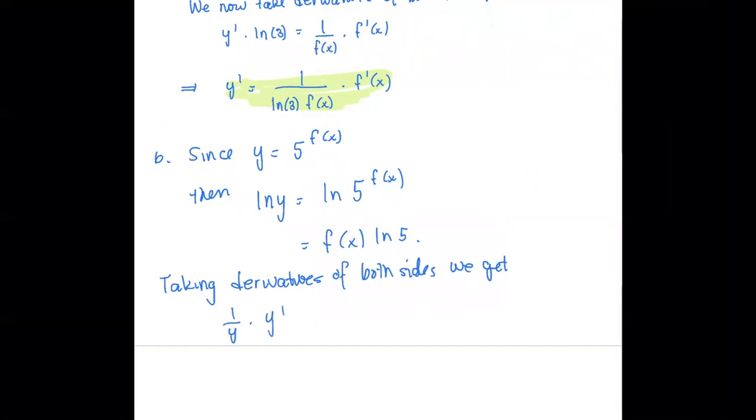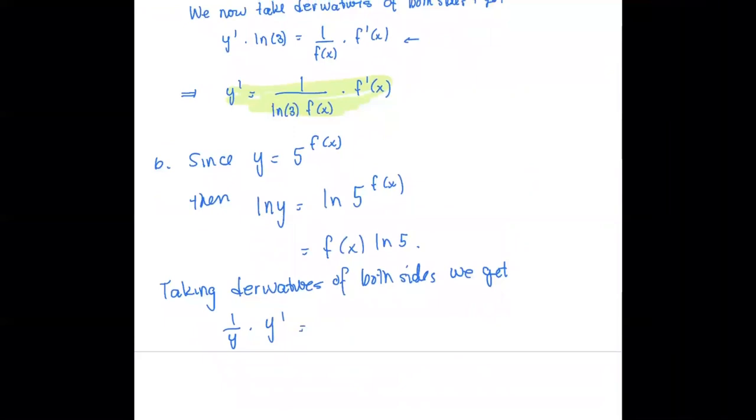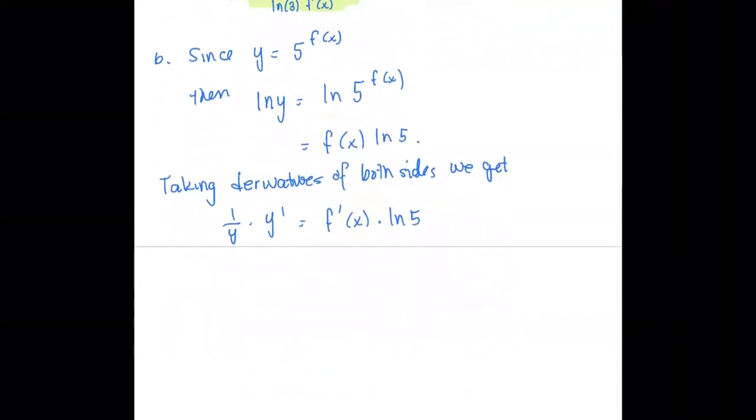That's in essence the same thing I did over there. And here, the natural log of 5 is a constant, so you just take the derivative of f. And now you just solve for y prime. So again, you can use the arrows because it's the next step. And so that would be y times f prime of x times natural log of 5. But of course, y is 5 to the f of x.